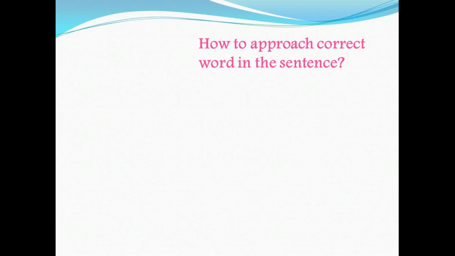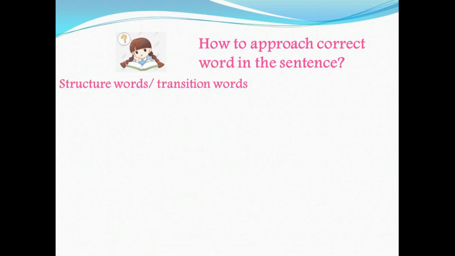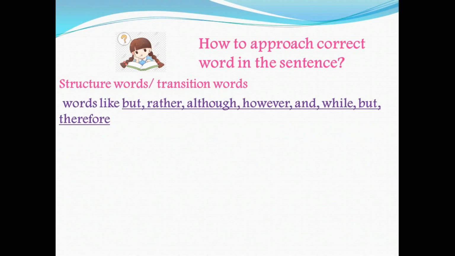How to approach the correct word in the sentence? First point is structure words, or be aware of transition words. Transition words like but, rather, although, however, while, therefore, these are the transition words that basically connect the first part of the sentence with the other part. They quite change the meaning of the next part, or they might be similar to the previous one.